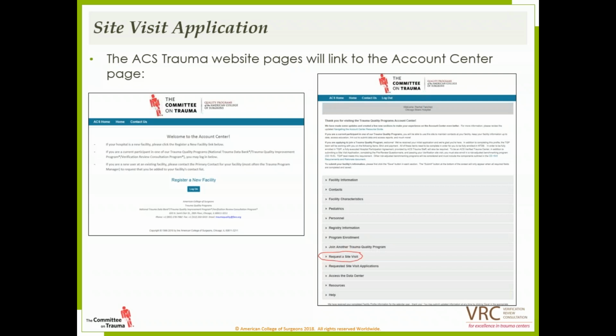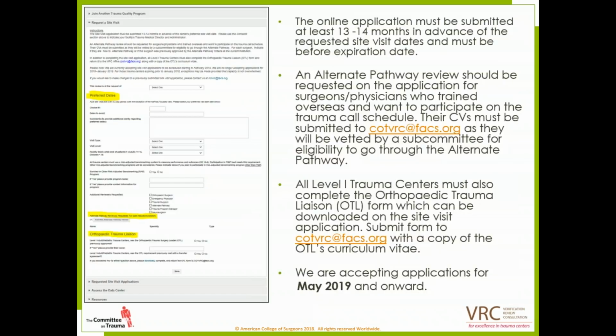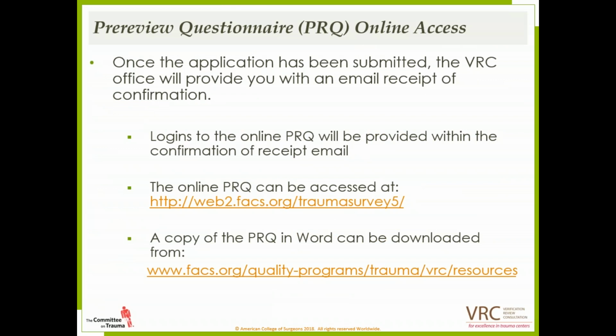Once you log on to this page, it'll open to the next page. This is the first page you'll see. If you scroll down, you'll see request a site visit, and that's where you would open up the site visit application. The application will drop down, and it's a very short and simple application. Right there, it has the instructions on top, and you'll see it'll ask you for the preferred dates.